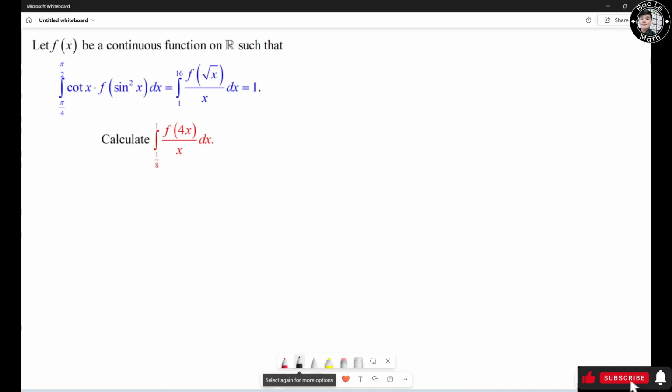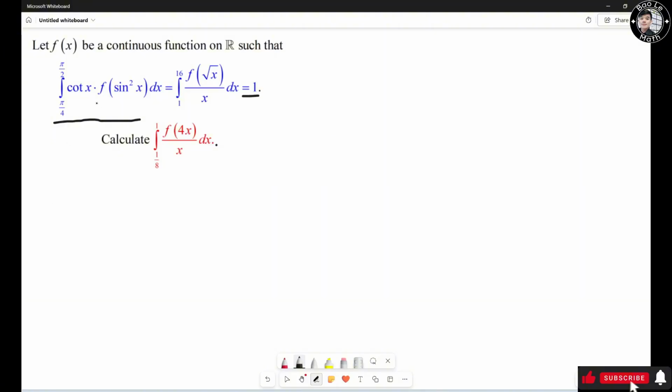Let f(s) be a continuous function on the real number system such that the integral from pi over 4 to pi over 2 of cotangent s times f of sine square of s ds equals the integral from 1 to 16 of f of square root of s over s ds, and they both equal 1. Now we need to calculate the integral from 1/8 to 1 of f of 4s over s ds.